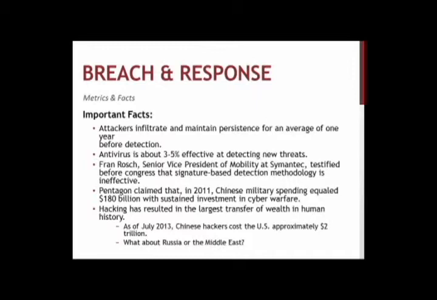I don't know how many of you had the opportunity to watch the C-SPAN video with Fran Roche from Symantec, and representatives from Target and Neiman Marcus, testifying before Congress about the breaches that happened. Symantec was brought in to be the security voice and to speak to Congress. I thought it was interesting that Fran Roche said that signature-based antivirus detection is dead, basically.